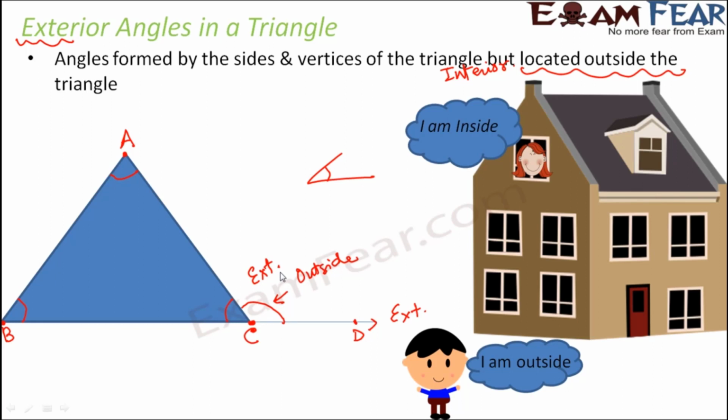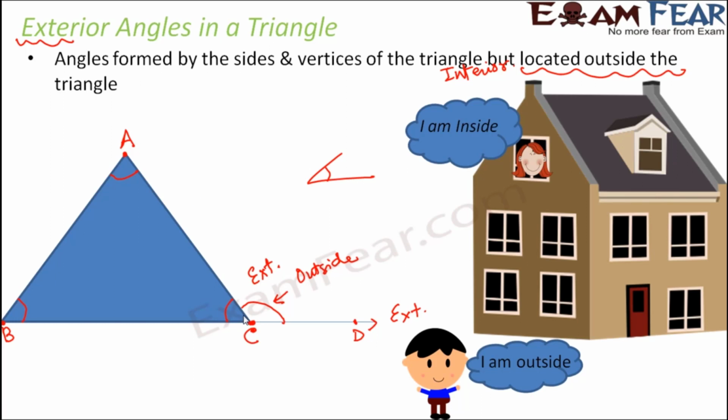So for an angle to be an exterior angle of a triangle, there are three conditions. First, it should be formed on one of the vertices of the triangle. Second, it should be located outside the triangle. Third, it should be formed by the sides or extended sides of the triangle. So in that case, can you tell me how many more exterior angles can you make out of this triangle? What could be other exterior angles in this triangle?